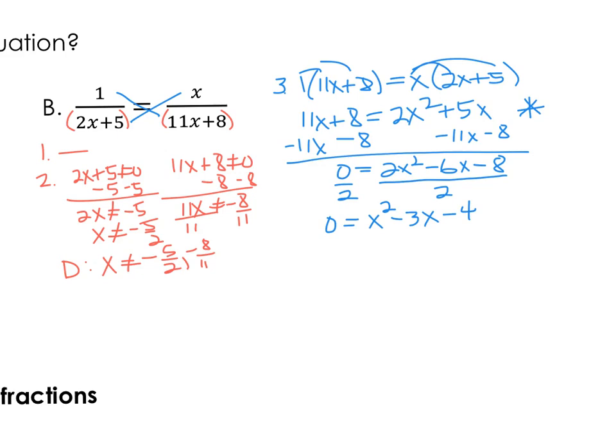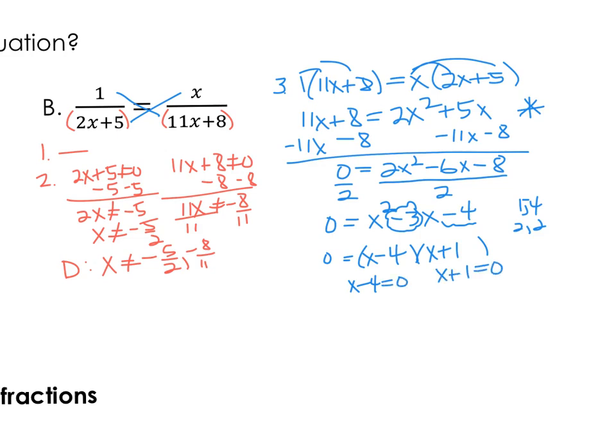Let's hope this is factorable. Think of two numbers that multiply to get negative 4 and add to get negative 3. Is that possible? Well, we could do 1 and 4, or we could do 2 and 2 in some way. I think if we do negative 4 and positive 1, we'll get negative 4 when we multiply, but negative 3 when we add. Now again, this equals 0, so we have to solve. x minus 4 equals 0, and x plus 1 equals 0.